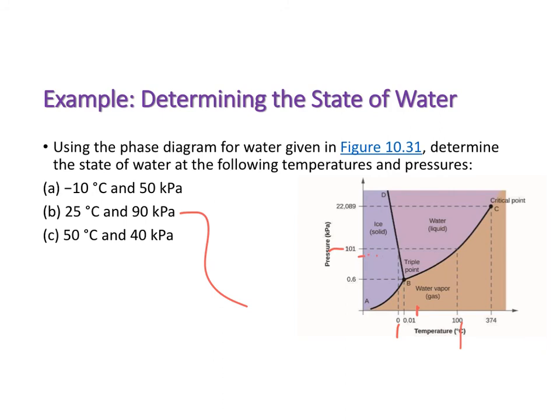You're just going to see where the two meet, and that is how you use phase diagrams. So we can see that these specifically here meet in the water area. That means at this temperature and at this pressure, it would be water. And you can do the same with any temperature or any pressure given.